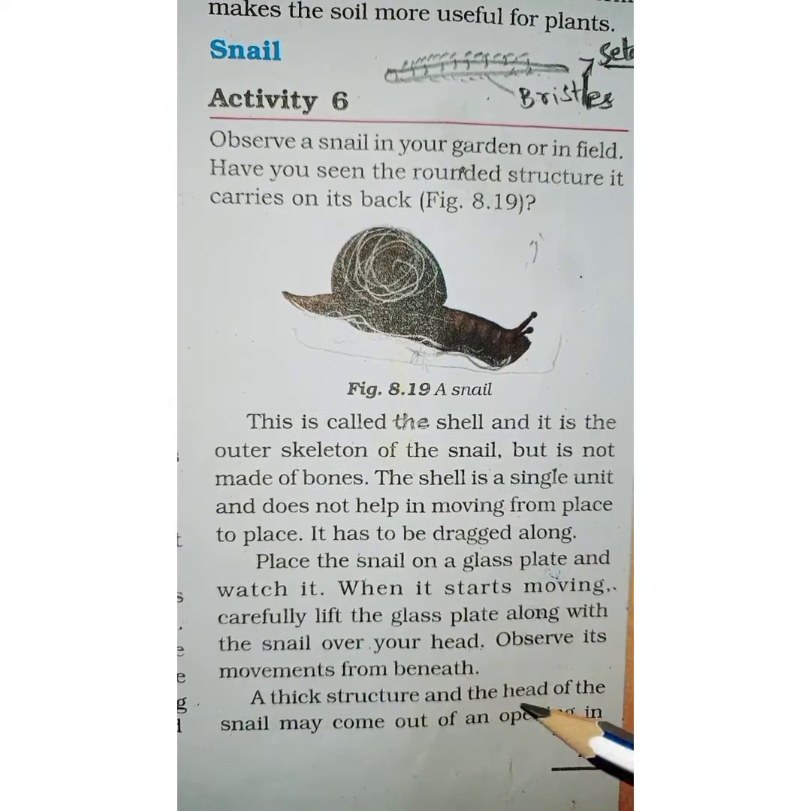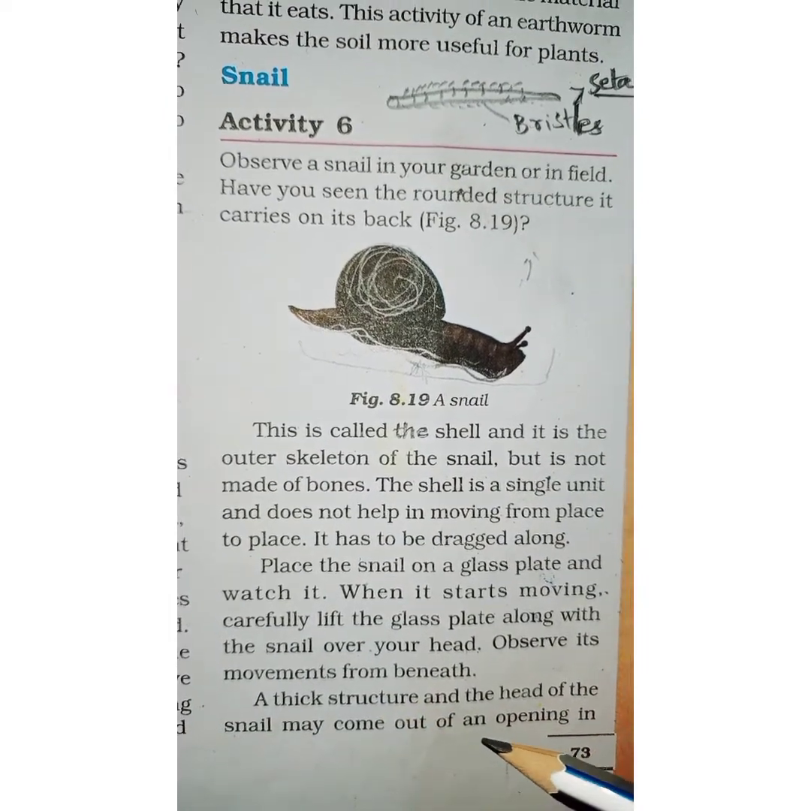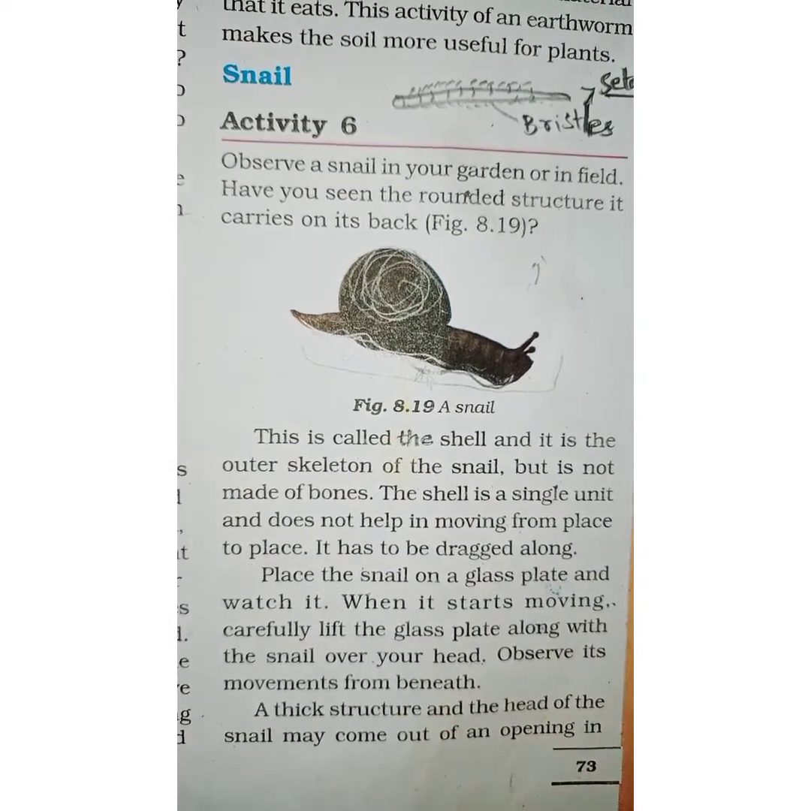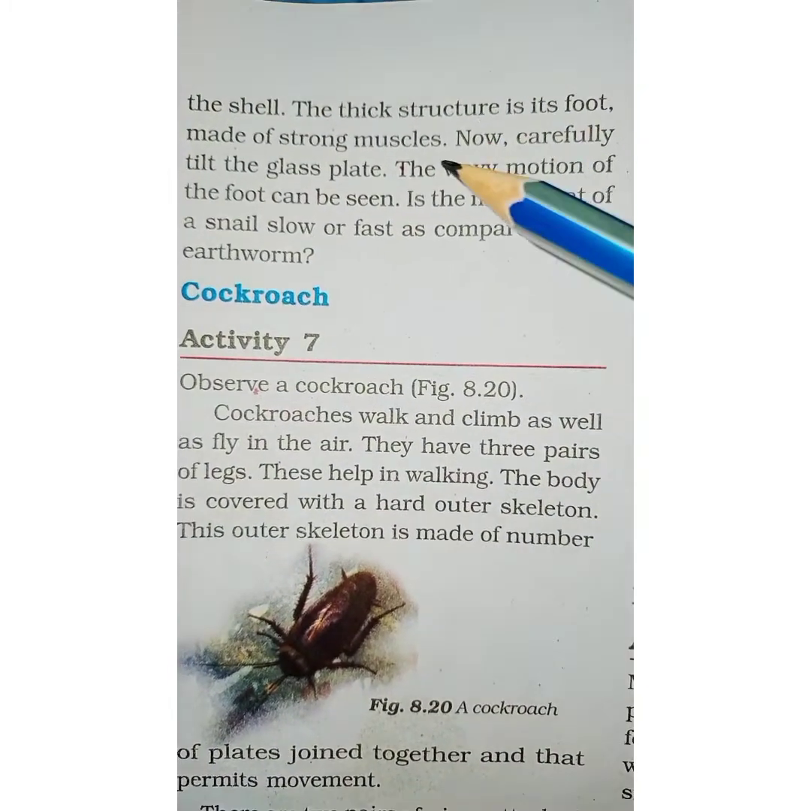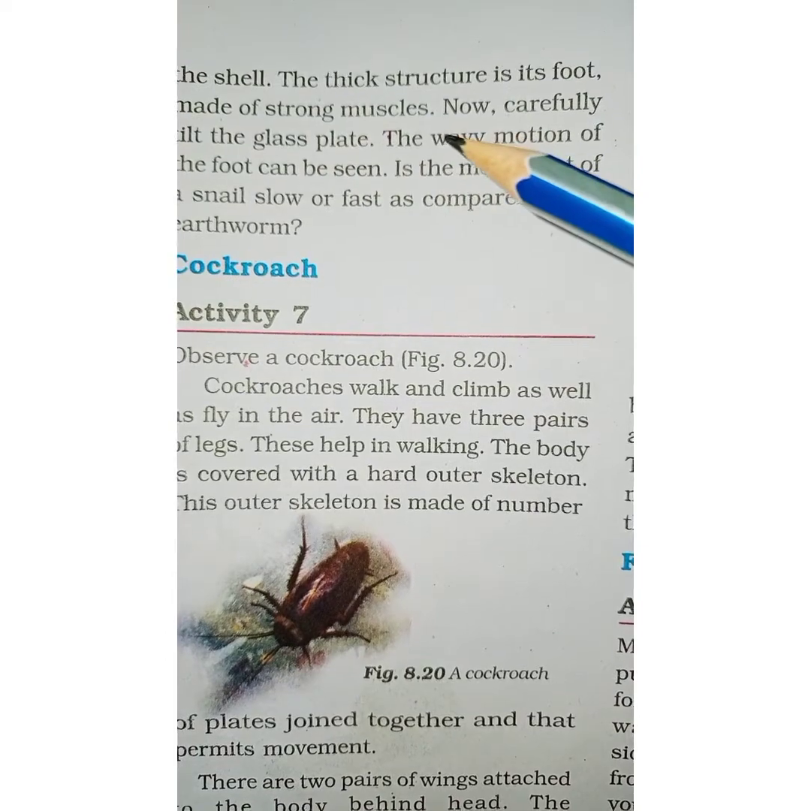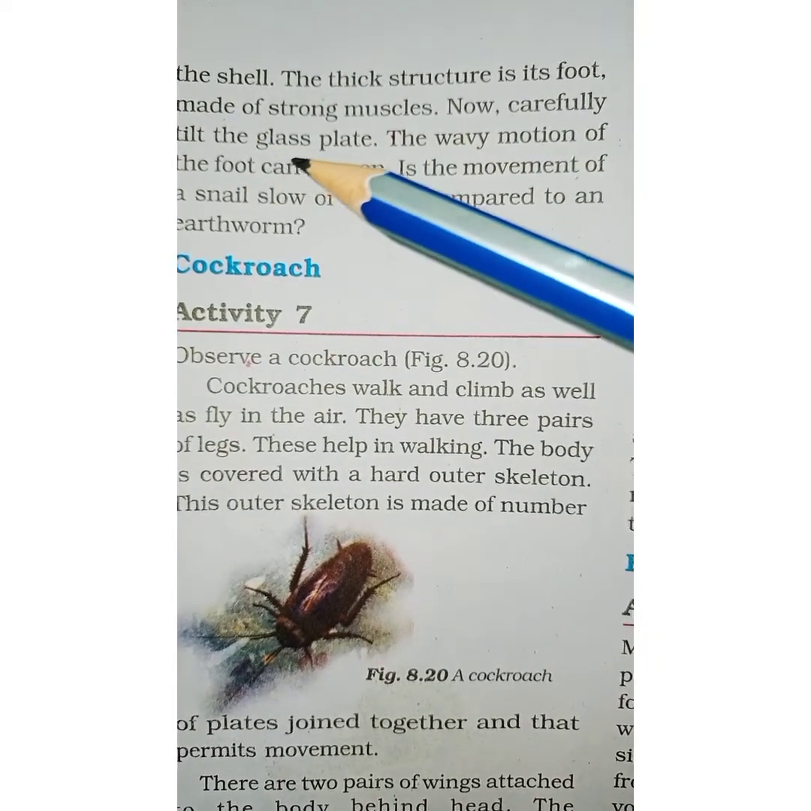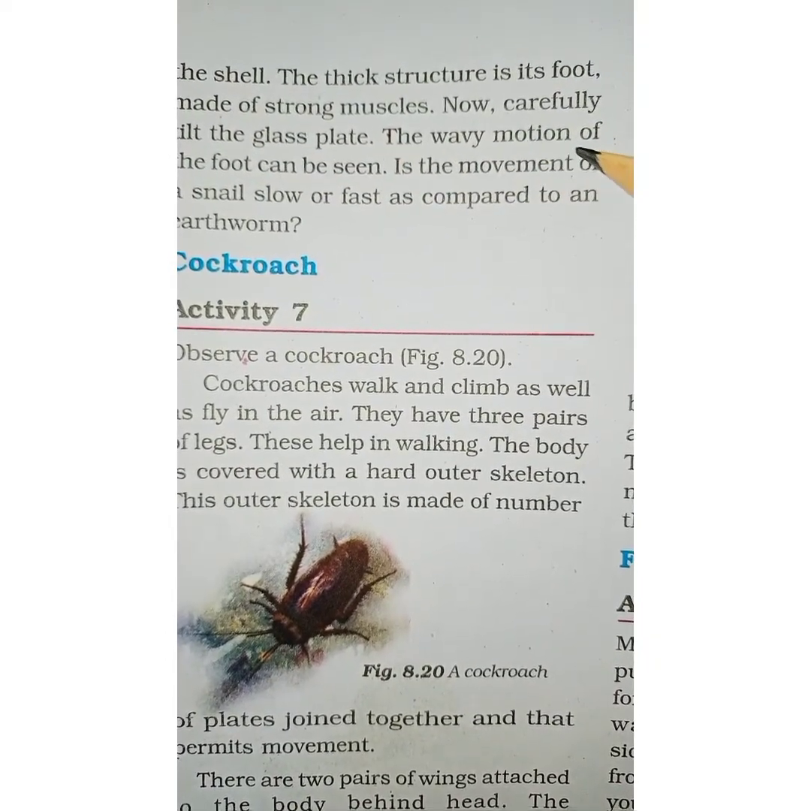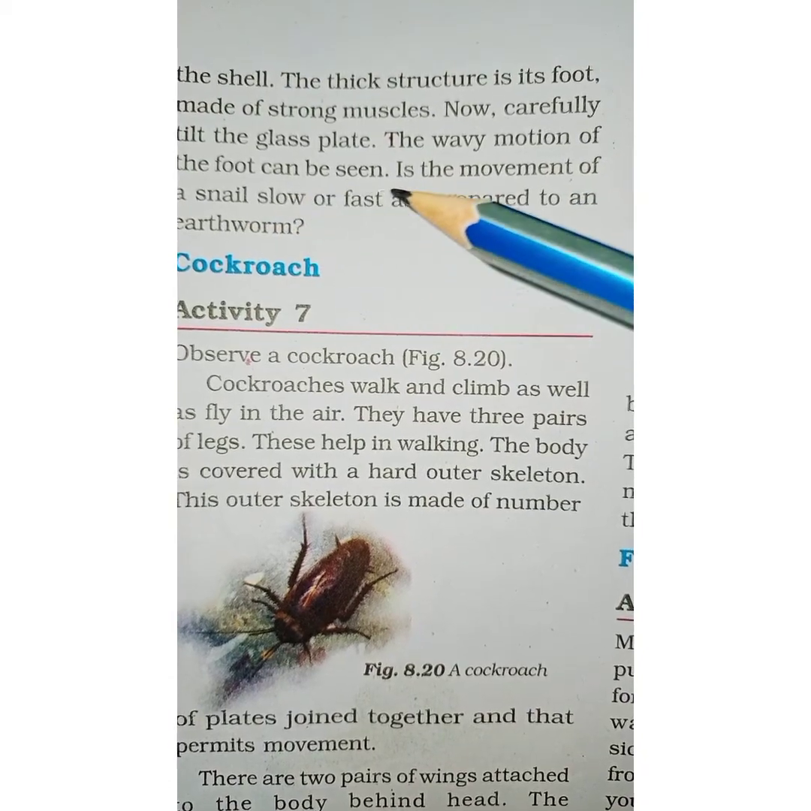A thick structure and the head of the snail may come out of an opening in the shell. The thick structure is its foot, made of strong muscle. Now carefully tilt the glass plate, and the wavy motion of the foot can be seen.